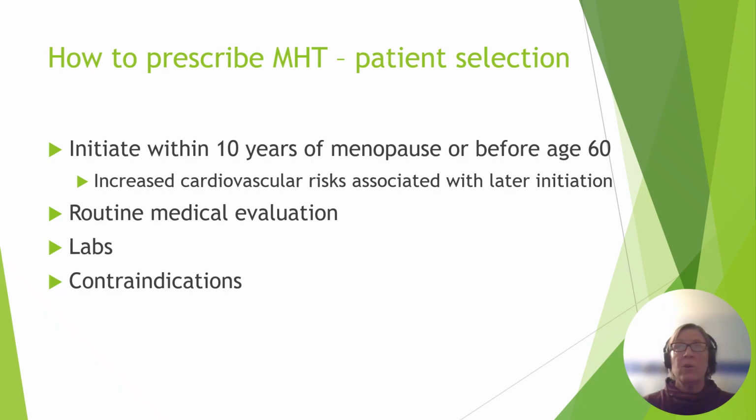All right, so in prescribing systemic hormone therapy, we do need to look at our patient population. It should be initiated within 10 years of menopause or before the age of 60. There are increased cardiovascular risks associated with later initiation, which doesn't mean that you can't do it. It just means that you should have more knowledge and information or consult with an expert. Once you've had your correct patient demographics, you're going to want to do a routine medical evaluation, some labs, and then we'll review what the contraindications are.